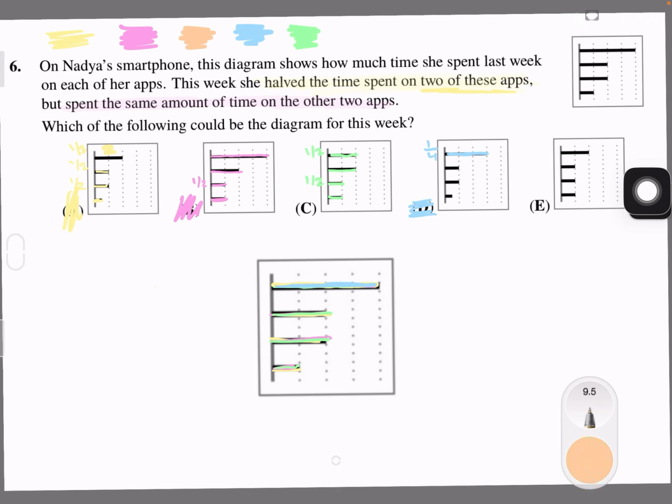Next, looking at E, we have 4 and we have a 2, so this has been decreased by a half. The next one is 2 and a 1, so this one has also been decreased by a half. The next one is 3 and a 1, so this one's also been decreased by 1/2. And the last one has stayed the same. Now looking at this, 3 apps have been decreased, and like I've said, only 2 of them have been decreased, as said by Nadia. So E can't be the answer either, which means C must be the answer.